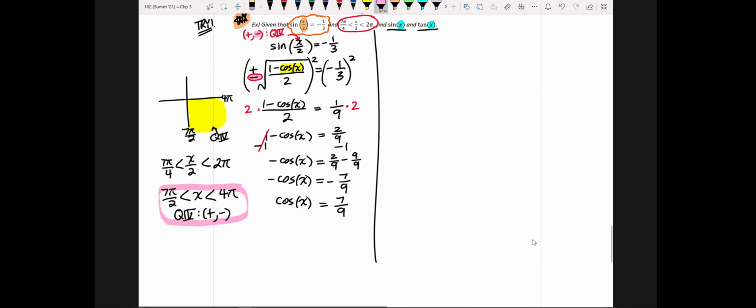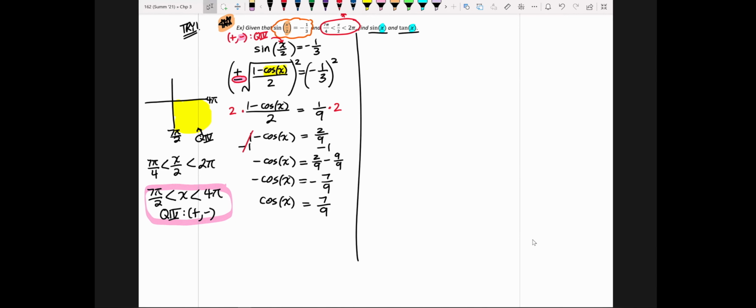I do see a lot of mistakes from that. So x is in quadrant 4. We were able to determine that from what's given, because x over 2 is between 7 pi over 4 and 2 pi, which makes x between 7 pi over 2 to 4 pi. And 7 pi over 2 to 4 pi, that covers quadrant 4. So this one we're good because we know that cosine is positive in quadrant 4.